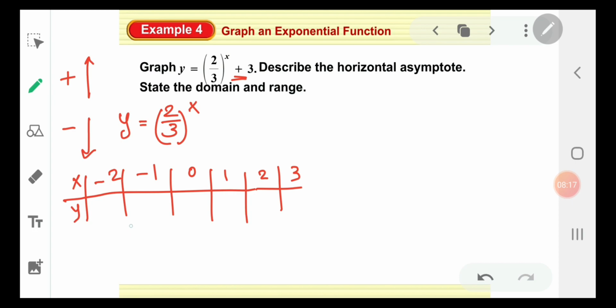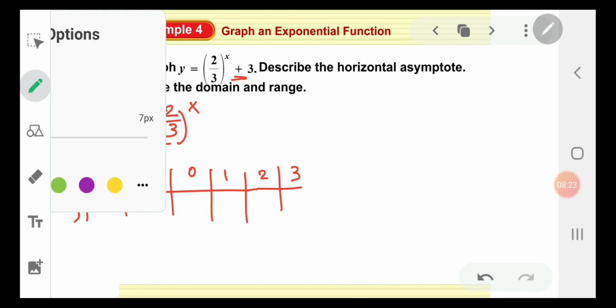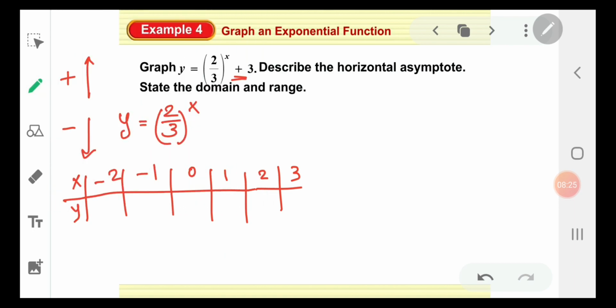I will use the calculator, substituting x equals negative 2. It would be (2/3) to the power negative 2, which is, I'll use another color. I prefer the blue for the original one, as in the textbook. When you substitute x equals negative 2, it would give you 9/4. As a decimal, this is 2.25. When x is equal to negative 1, it is 3/2, which is 1.5.